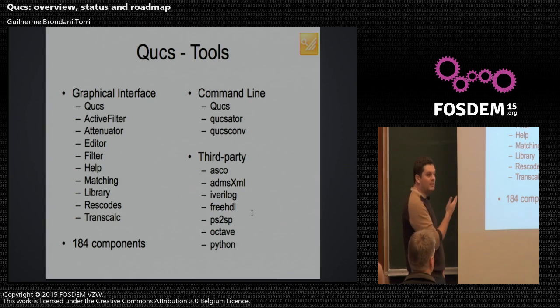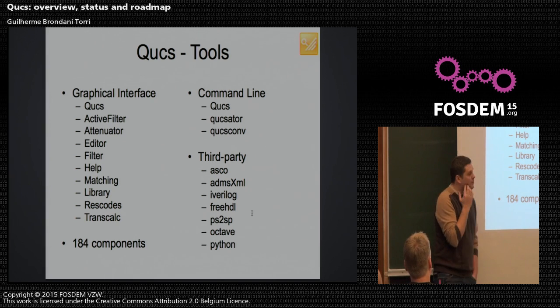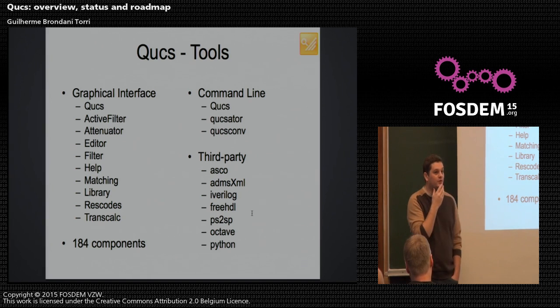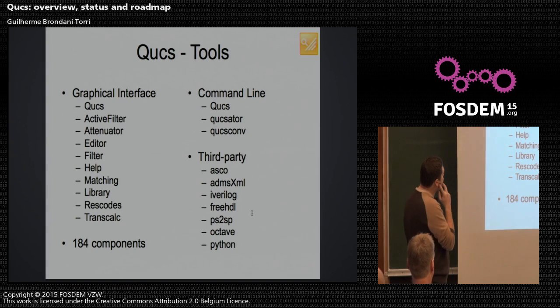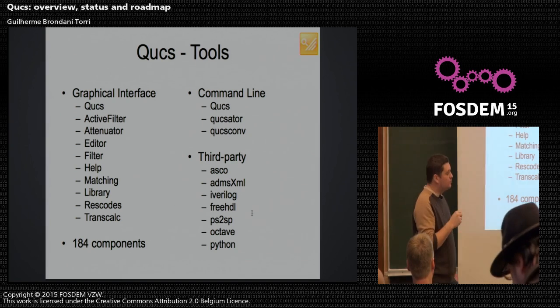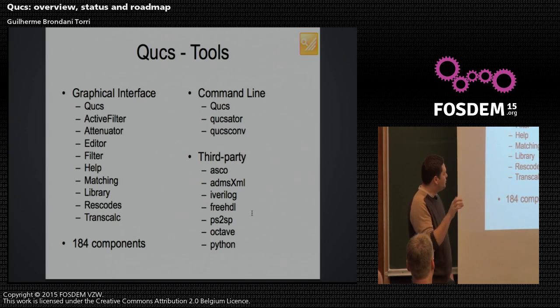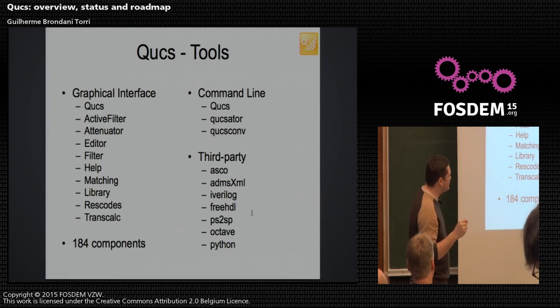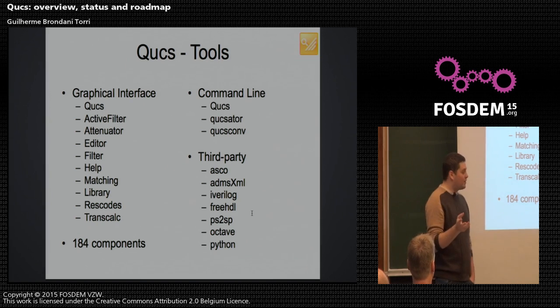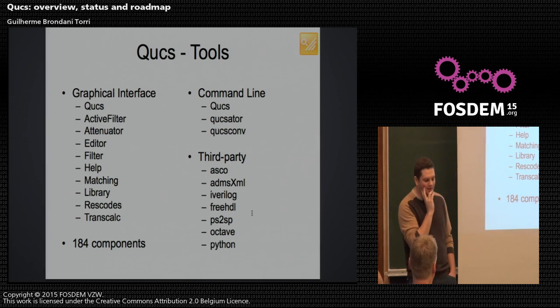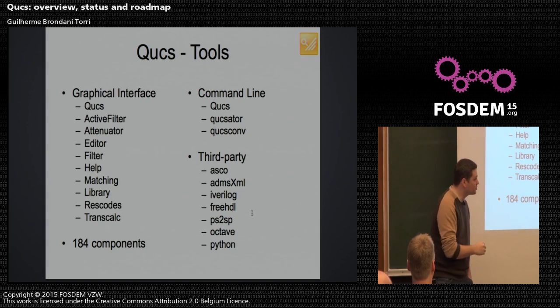And again, the tools. For graphical tools, we have the main schematic capture, which is called Qucs. There is a recent addition used for creating active filters, like audio amplifiers and things like this. There is a small tool for creating attenuators. There is a simple text editor, a tool for passive filters, the help I told you about, a simple dialogue for matching networks, and a library of components. There is also a simple one, RESTcodes, for calculating resistor colors and the commercial value. It's simple, but it's nice. And there is Transcalc, for transmission line calculations. In total, we have roughly 180 primitives, components that you can use for simulation, which I'm going to show later on.